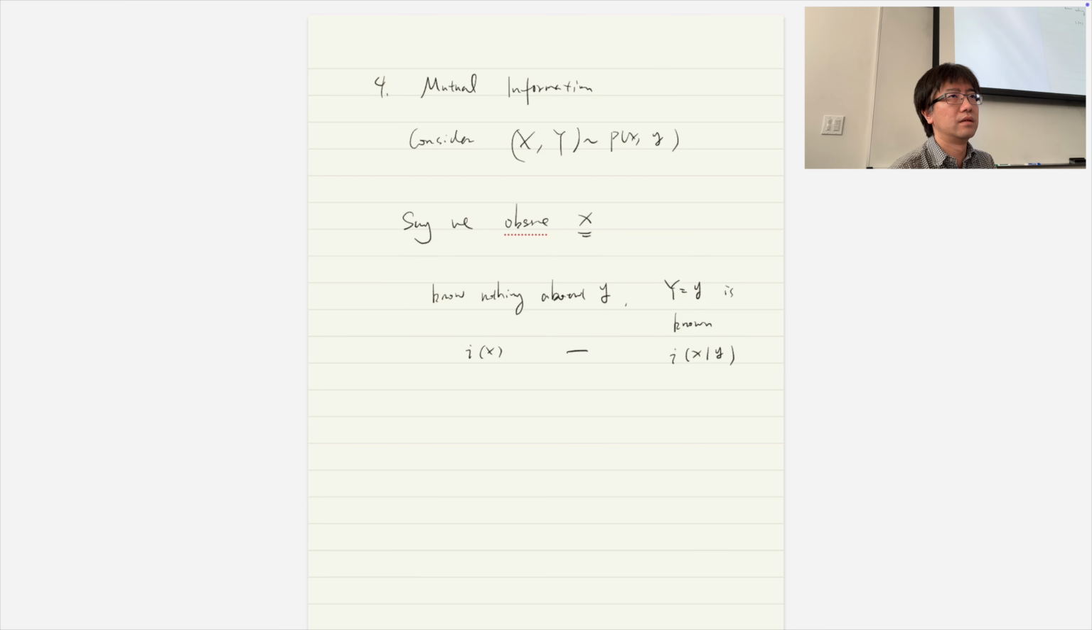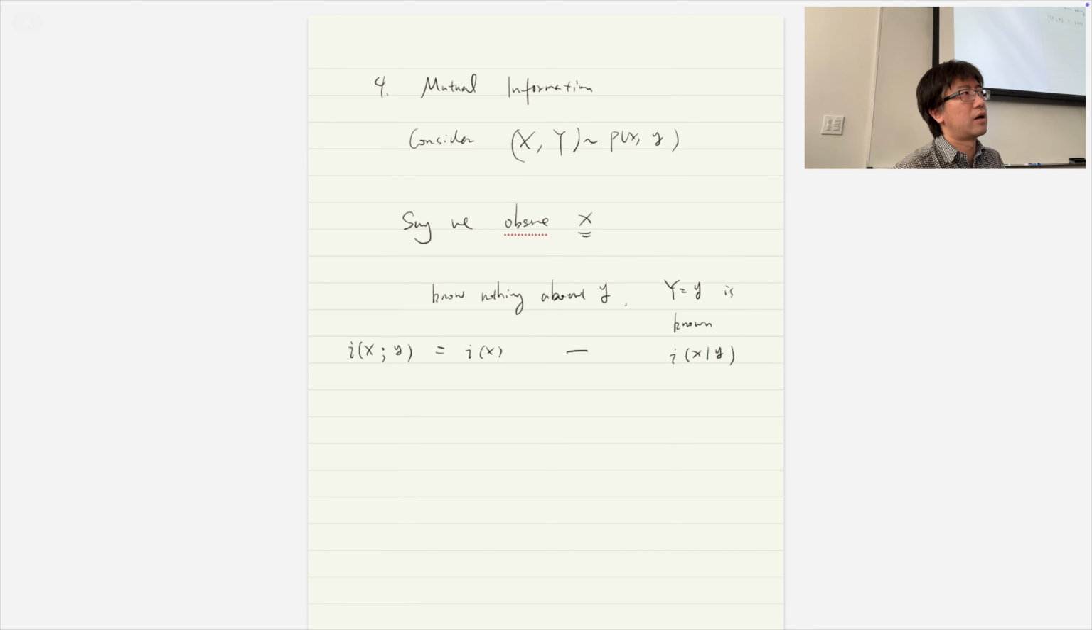Does that make sense? So this is something that we do know. And this will give you a new notation for it: I of x semicolon y. This semicolon is very important. In information theory, we need to be very careful about that.